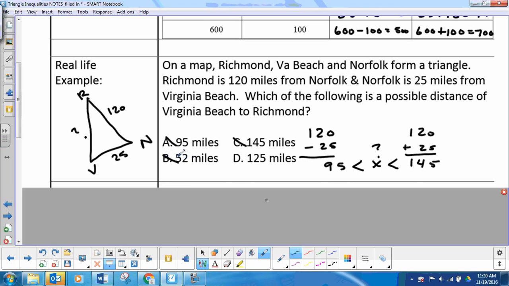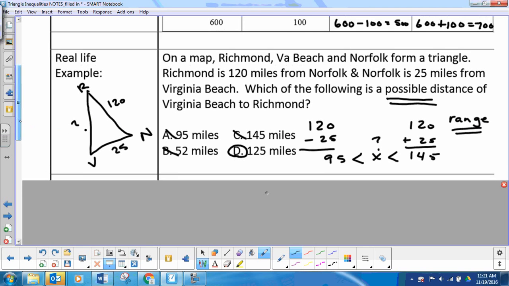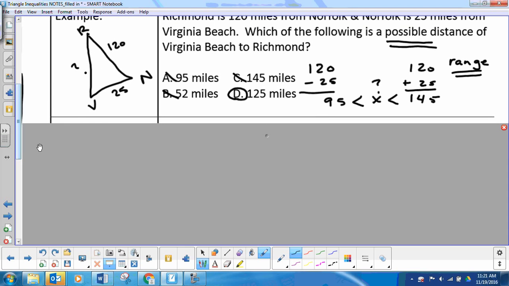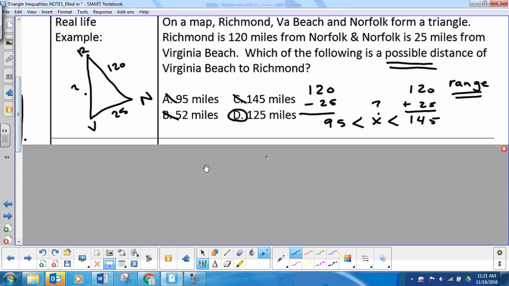52 is below 95, so that one will not work. We're left with 125 miles as a possible distance. And again, this is shown as a possible distance. Someone might say, or the question might say, what is the range of the side of the third triangle? And that's often the way you're going to see items in the SOL. So let me leave this up here for a second. And let's go on to the next concept.